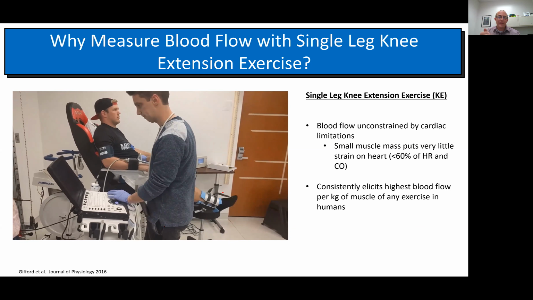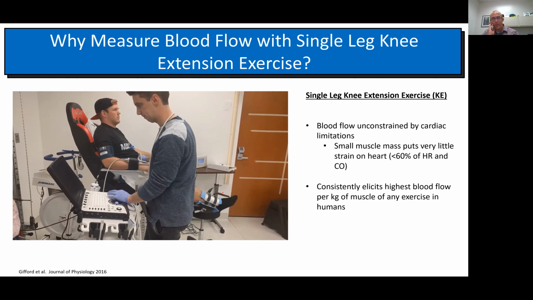Also, we can make measurements during it. Try making an ultrasound measurement during cycling or during running. It's extremely difficult, if not impossible. We can measure blood flow at the femoral artery during knee extension with practice. It's not something you'll do your first day. It'll take a couple of months, but you can do it.